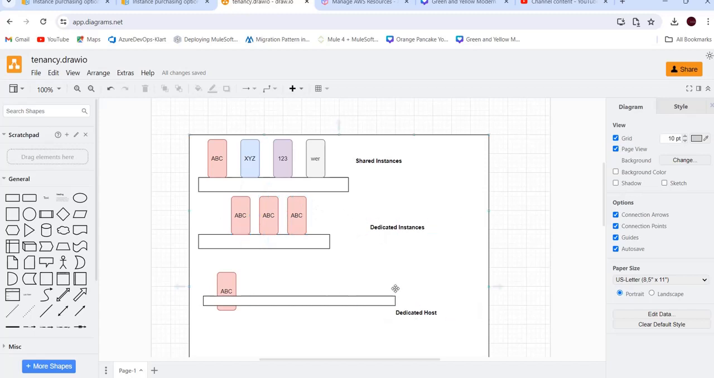And the dedicated host means your own house. You can assume this as your own house. You can modify it accordingly as you want. Okay, so it's a very simple real-time example, but that is not completely applicable to the AWS instances tenancy model. But just to give you some understanding in an easy way, I have given that example. You can just remember it in that way to understand the difference between these three.